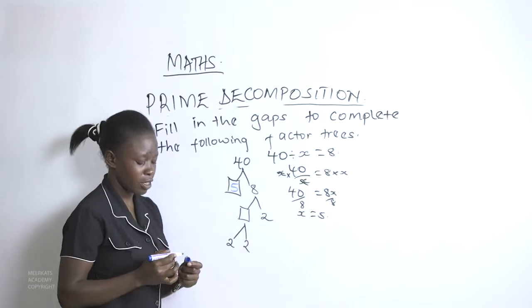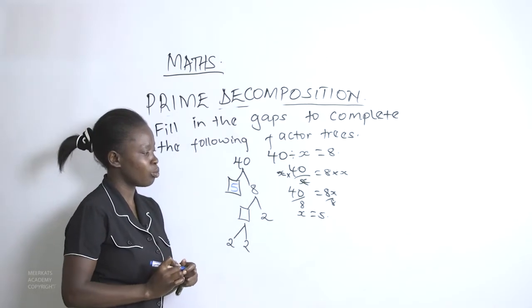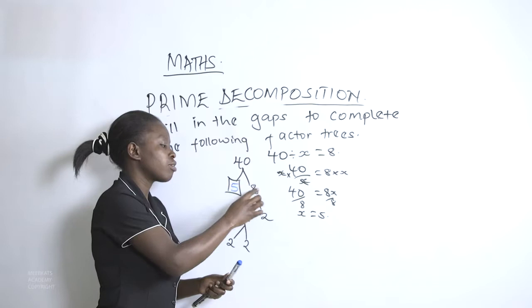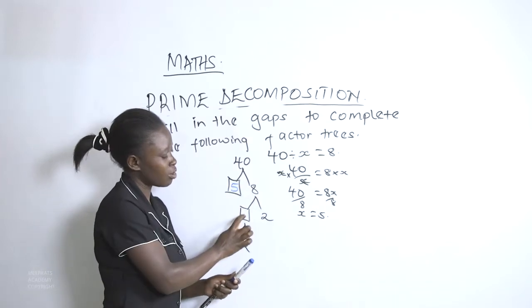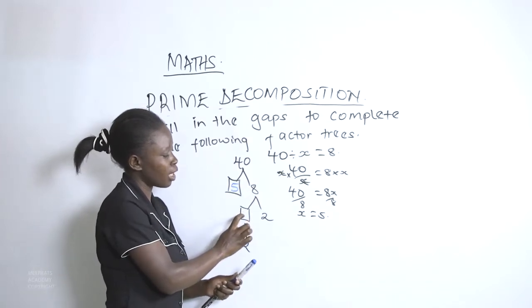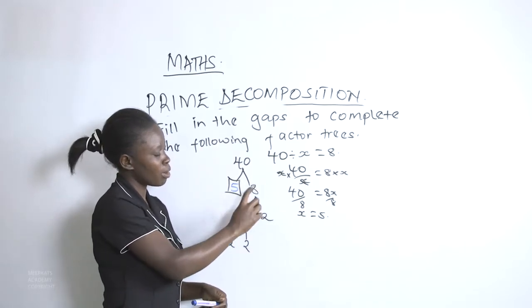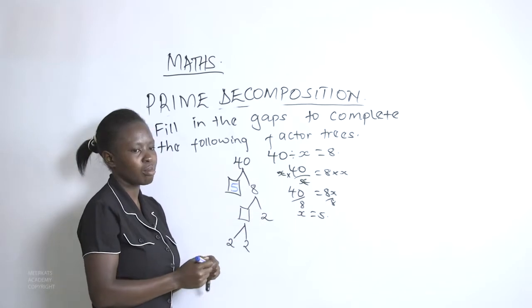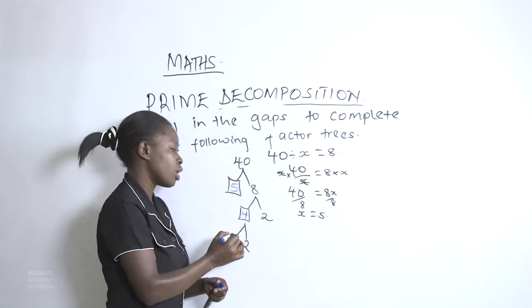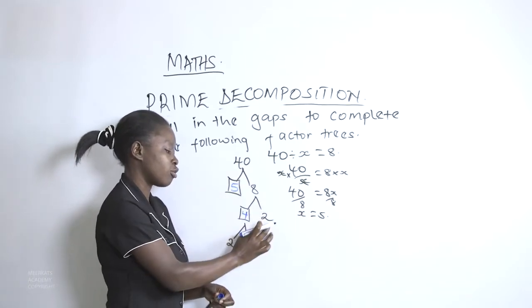So I'm filling in the gap, and that gap should be having 8. Next, we have a number. If I divide that number, the number divides 8 2 times. So which number can divide 8 2 times? The number is simply 4. So we have 4 into 8, we have 2.